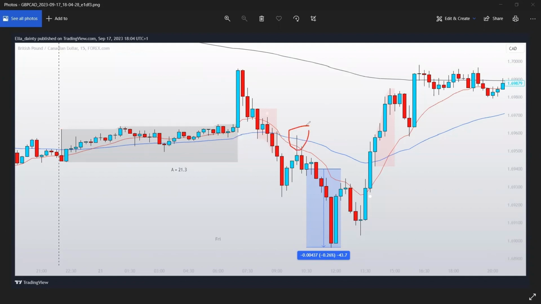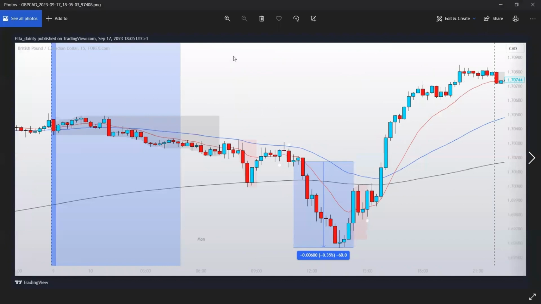All right, you can see it bounces off of the 50 EMA here. You can enter here, put your stop loss above here or above here. This went for about 40 pips on this move. And we can also see that this is a downtrend. You can see that the 200 EMA is above price and also above the 50 EMA. So that tells us that that is a downtrend.